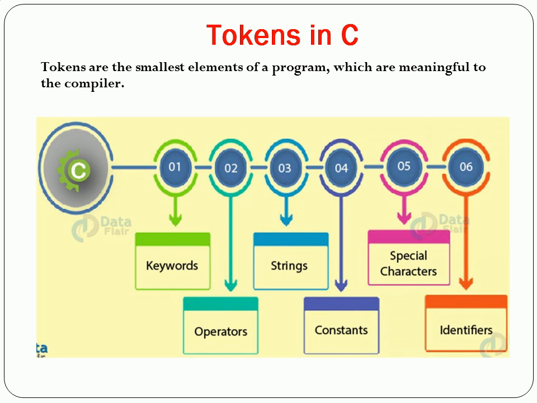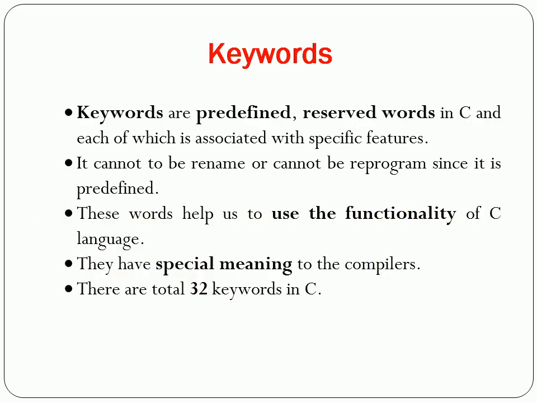Tokens are the smallest elements of a program which are meaningful to the compiler. The C tokens available in the C programming language are keywords, constants, strings, operators, special characters, and identifiers. Now we shall discuss each one of them in detail. Firstly, keywords. Keywords are those words which have special meaning and are predefined in the C libraries.